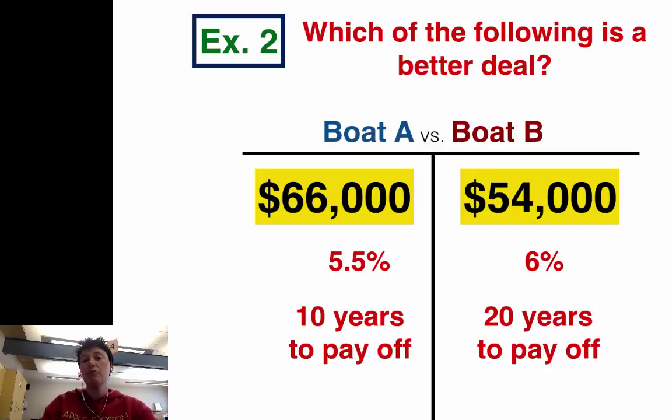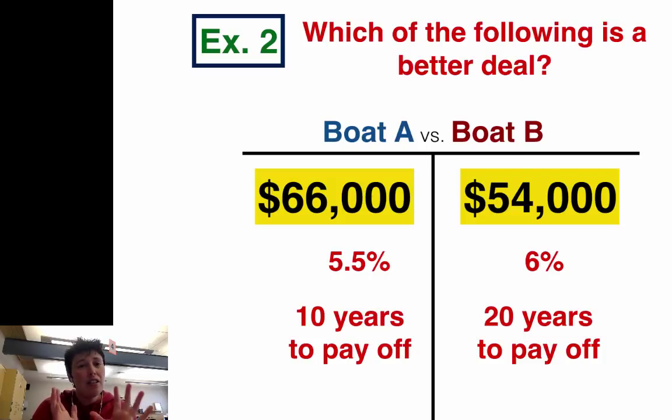Now, boat A is a little more expensive and the bank wants you to pay it off in 10 years. Boat B, they're going to be nice and say, oh, you can take 20 years and take your time to pay us back. So these are kind of your two options. You're in the store, you're looking at the boats, you like them both, but they have different interest rates. They're pretty close, 5.5% and 6%, very close.